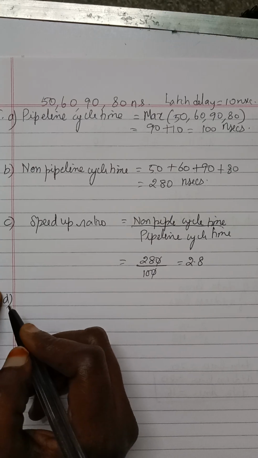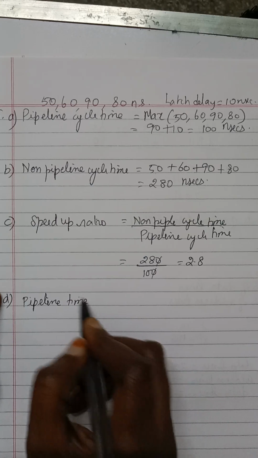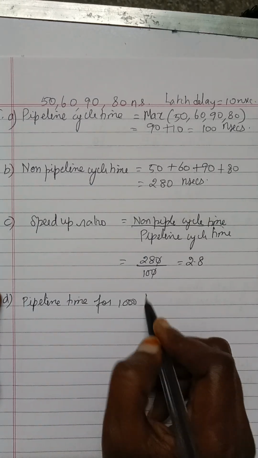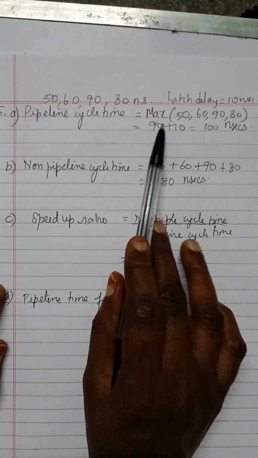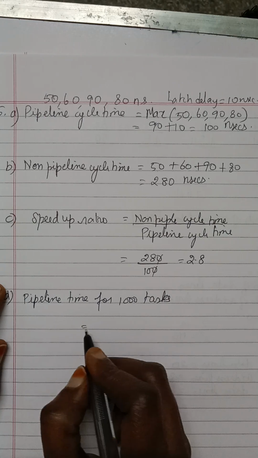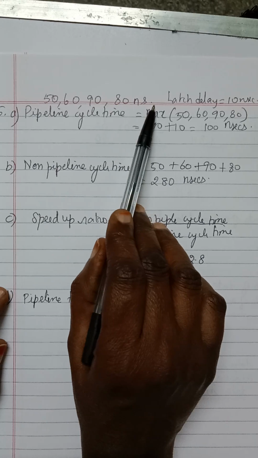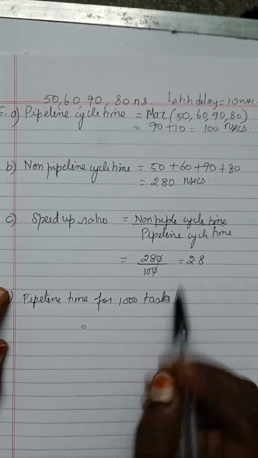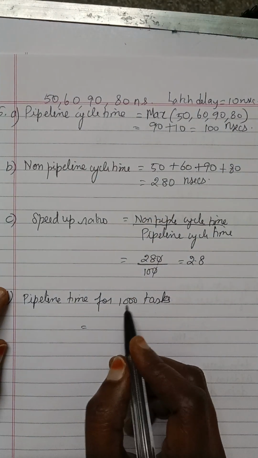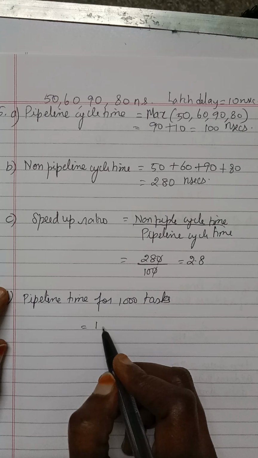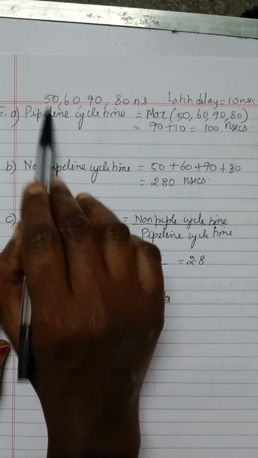Next, the pipeline time for 1000 tasks. So the number of tasks is 1000. We know in the pipeline the cycle time is 100 nanoseconds. But for our pipeline, the first task will be covering all the 4 phases. Then from the next task onwards, the pipeline will be happening, and these will come under the pipeline. So the first task covers the 4 phases.